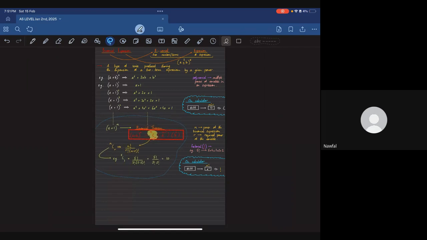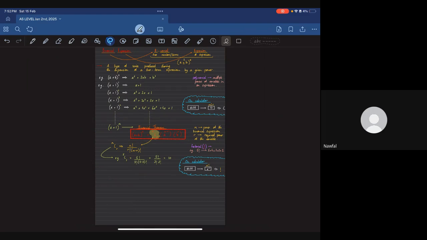So that is what has happened so far. We now know that your binomial theorem is used to simply find out how to expand a binomial expression with a given power. Is this clear?